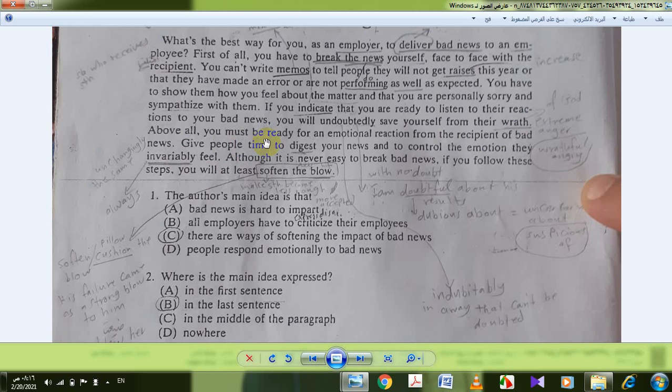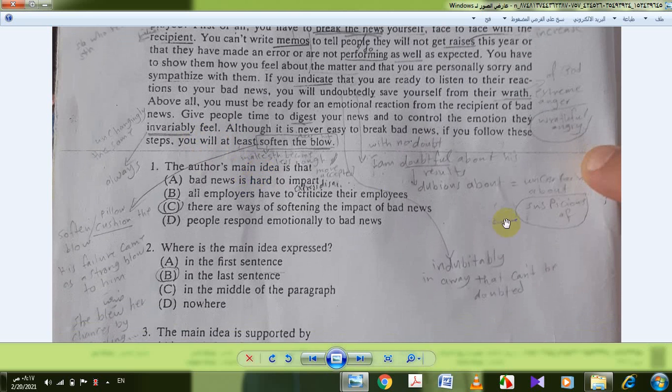Okay, above all, you must be ready for an emotional reaction from the recipient of bad news. Give people time to digest your news and to control the emotion they invariably feel. They always feel. Invariably means unchangingly. It's the same, unchangingly. So it means that most of them feel the same in this or that situation. Undoubtedly, with no doubt.